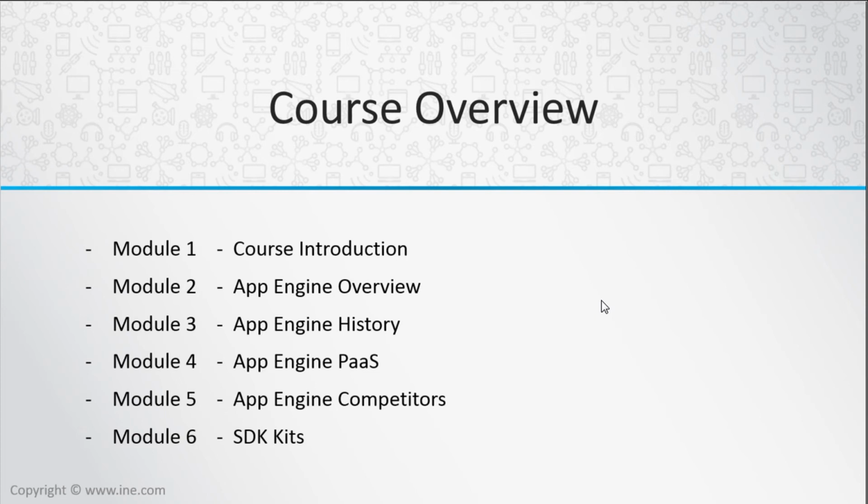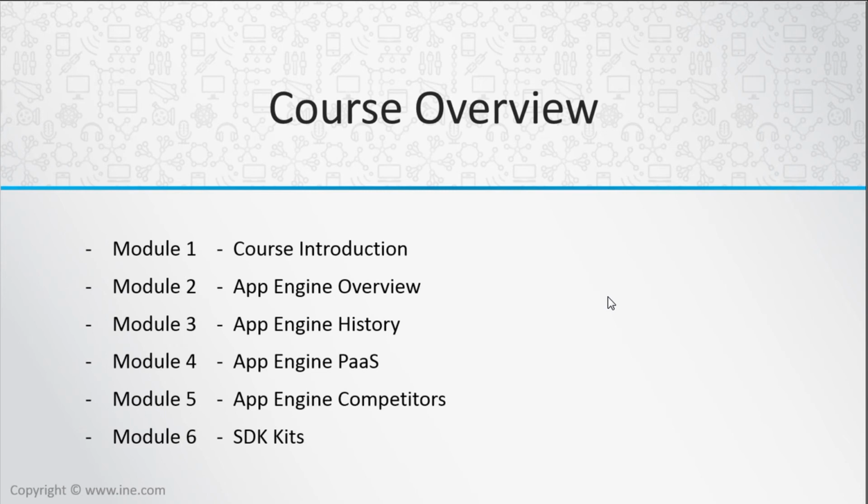I think it's important to understand how it evolved. It's sort of an interesting story, in my opinion, how Google decided to get App Engine going and some of the variables that sort of got it to where it is now. Module 4, we're going to talk about App Engine as a platform as a service and where it fits in a lot of development environments. Module 5, I'm going to briefly talk about AWS and Azure and where they fit in as a competitor.